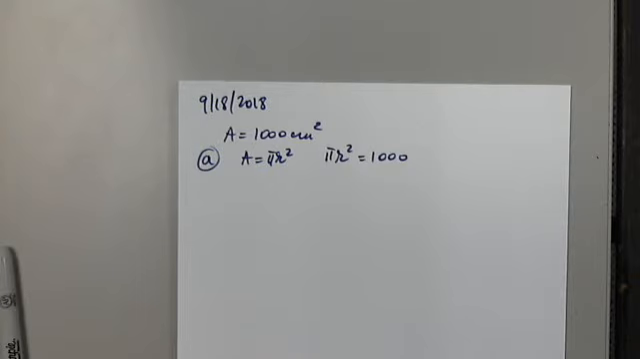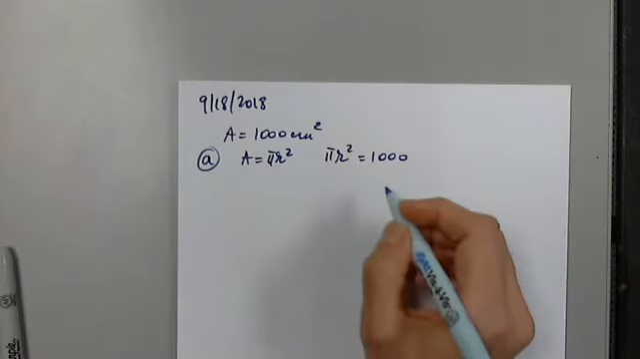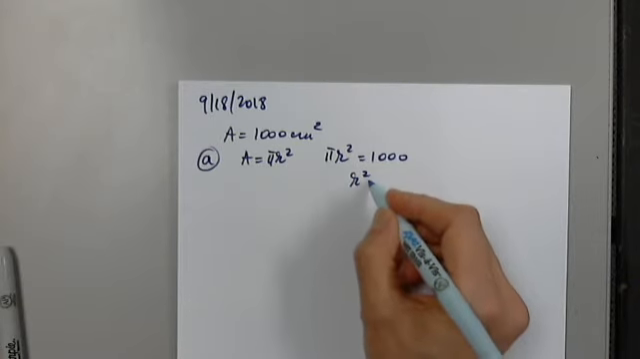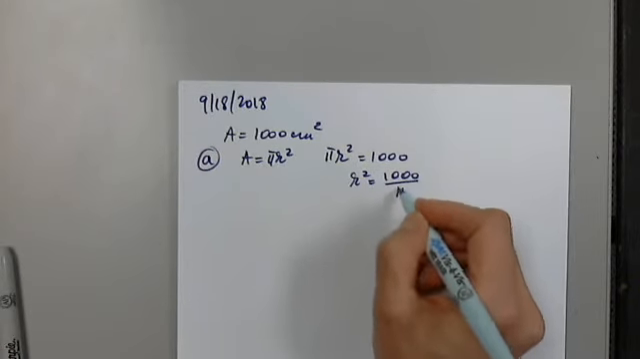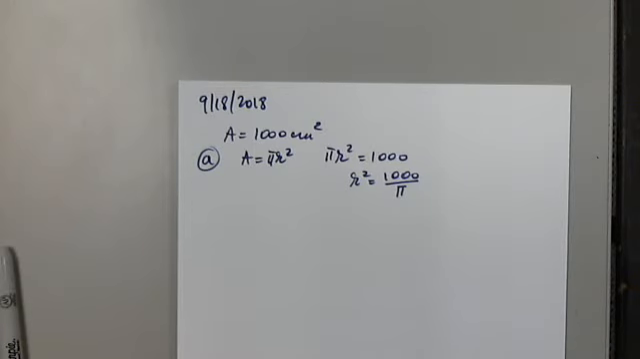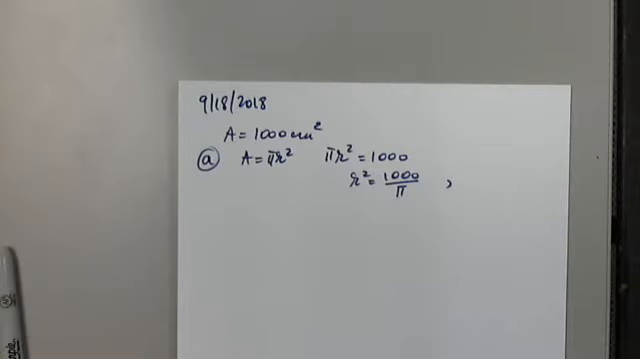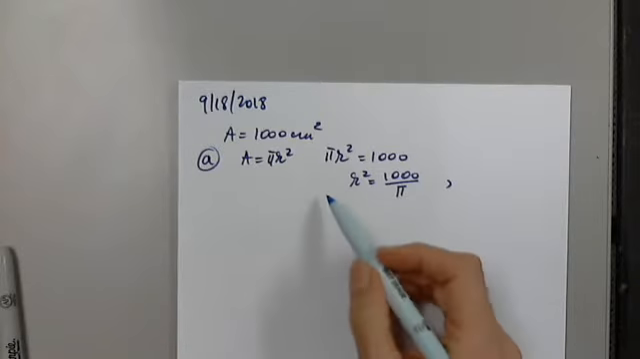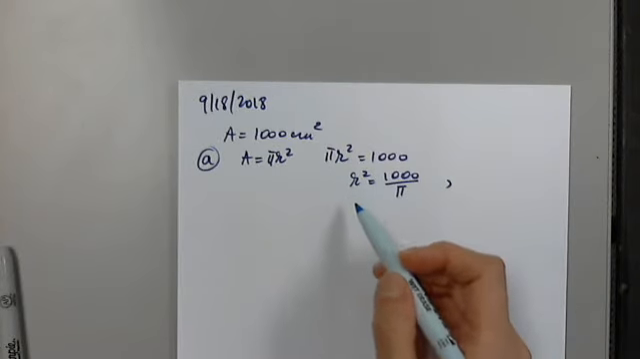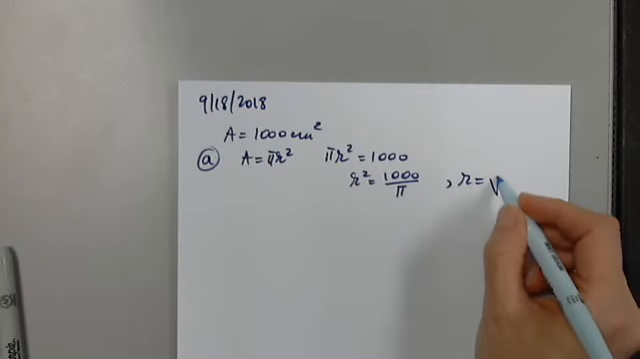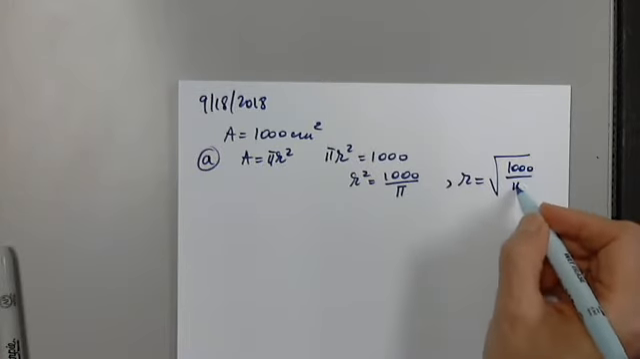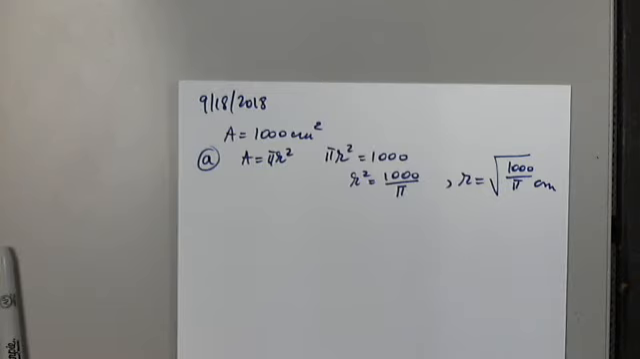How do I solve this for r? Very good. So this is r squared equals 1,000 divided by pi. And then I will have to take the square root. I will not write plus or minus. I normally have to write plus or minus when I take the square root, but since it's a radius, I will have just positive. So this is the square root of 1,000 divided by pi centimeters. We always have to write the measurement unit.